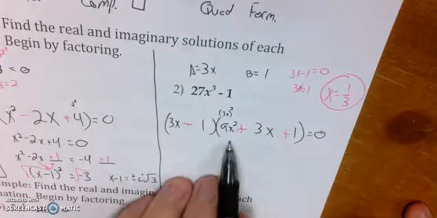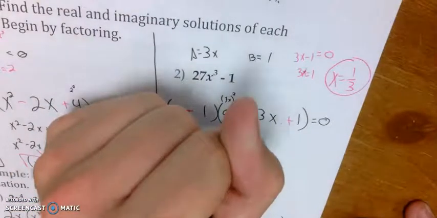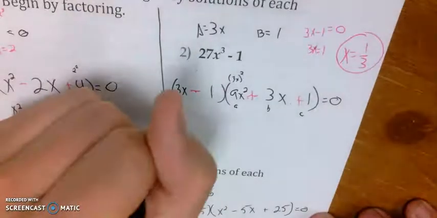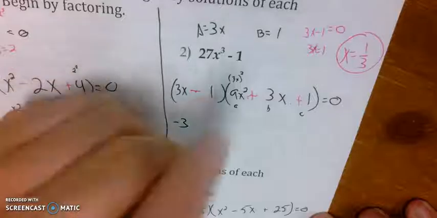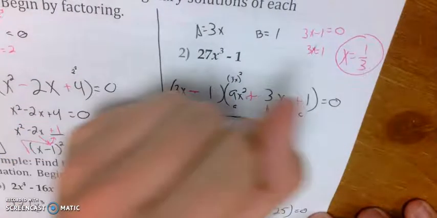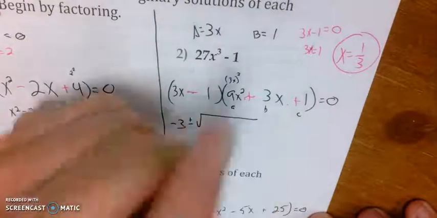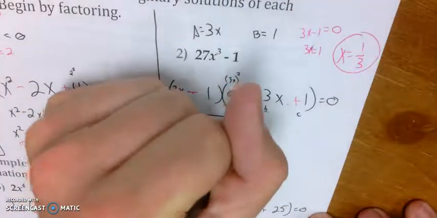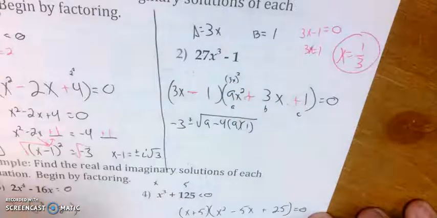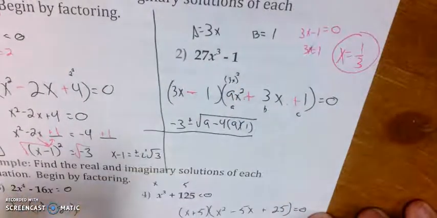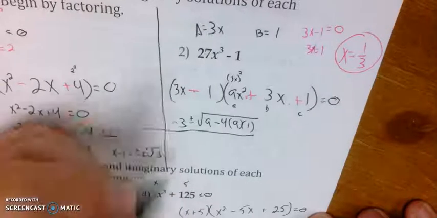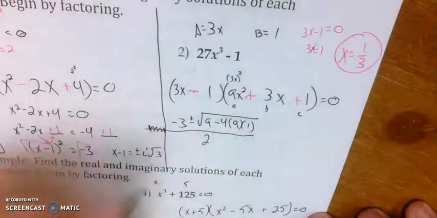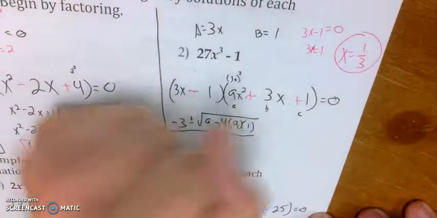Now I need to tackle this beast. So if I call this A, this is B, this is C, and I go straight to my quadratic formula, -b, so -3, plus or minus the square root of b squared, so 3 squared, that's 9, minus 4 times A, which is 9, times C, which is 1, all over 2A, where A was 9.